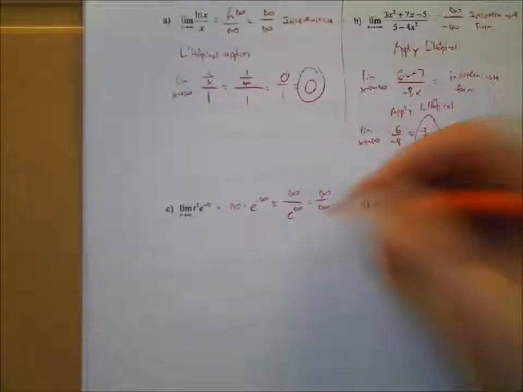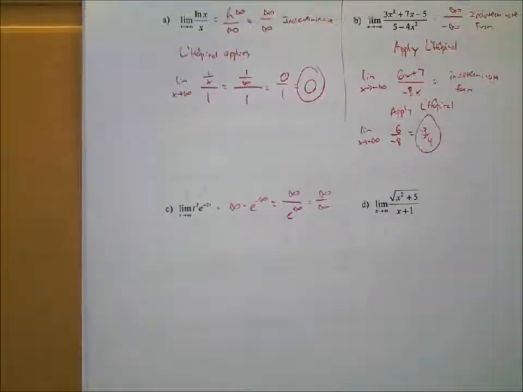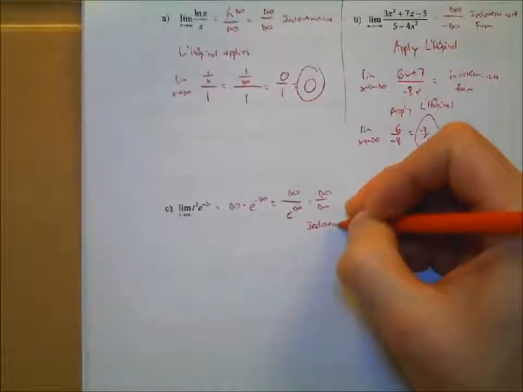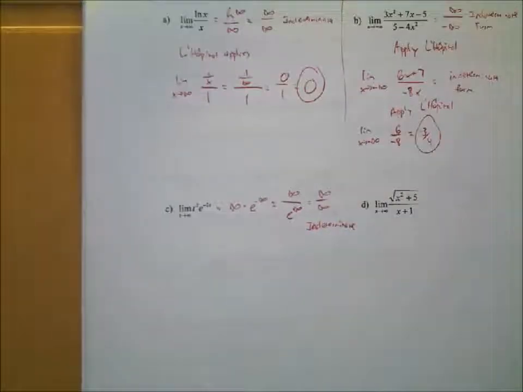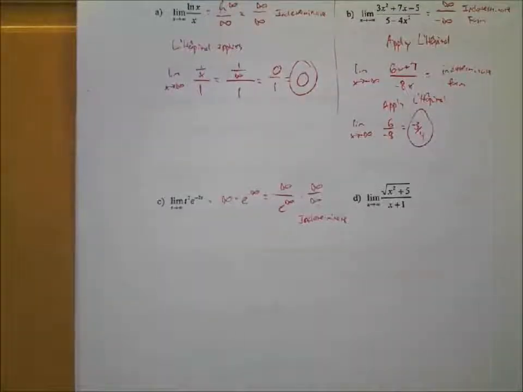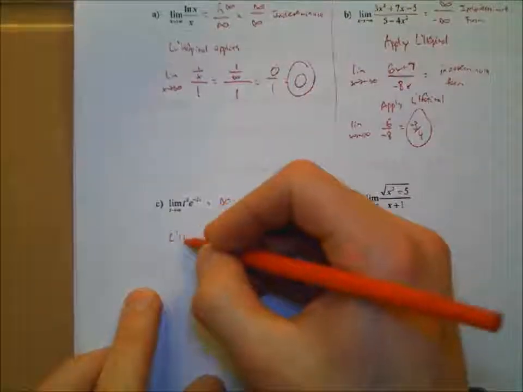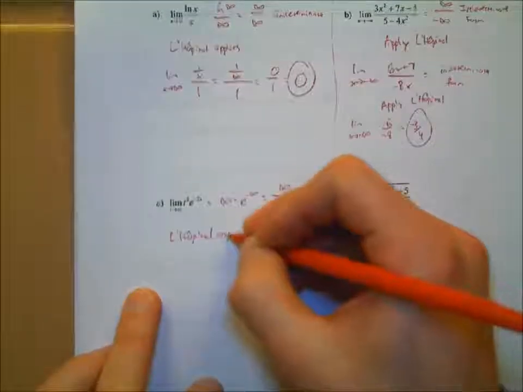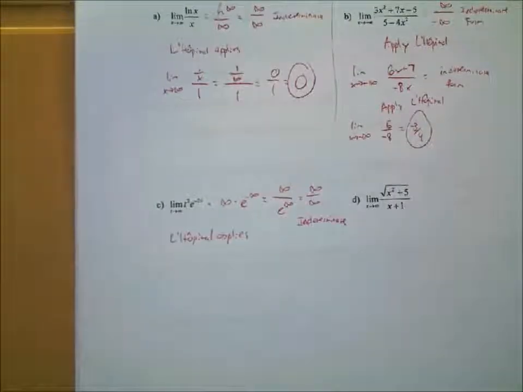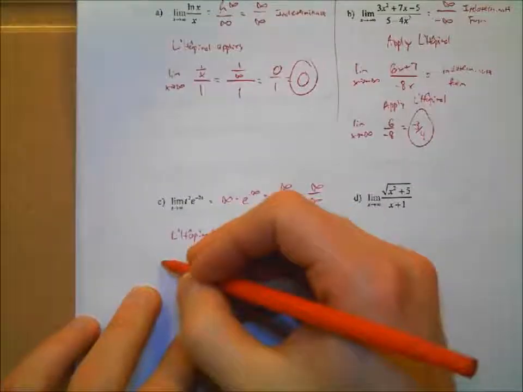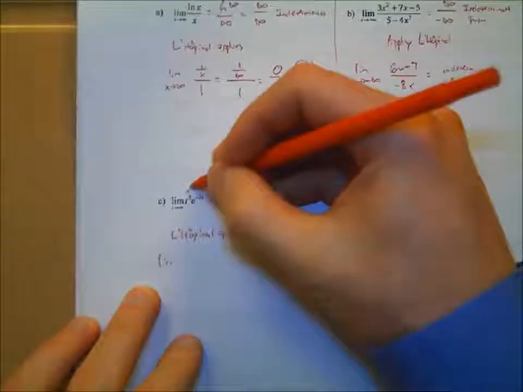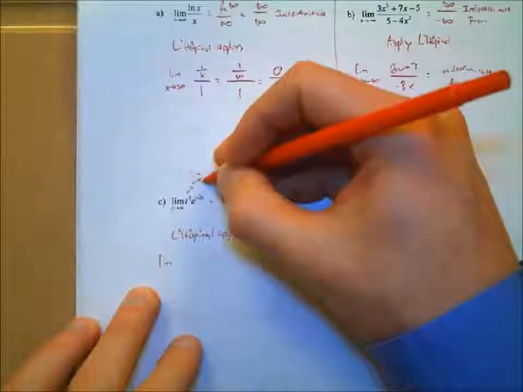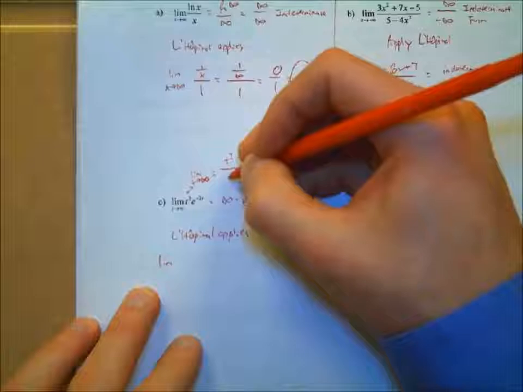So if we try plugging in infinity here, we're going to end up with, again, infinity times e to the negative infinity, which is infinity over e to the positive infinity, which is then infinity over infinity, right? So it's indeterminate still. Okay, still indeterminate. So we're going to say that L'Hopital applies.